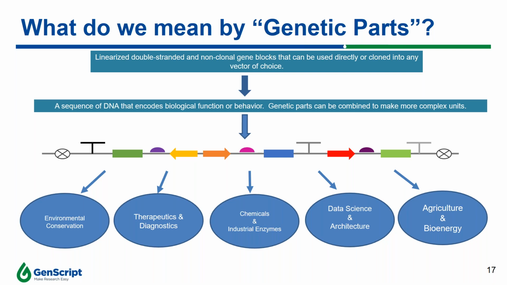Now, based on biological data and engineering principles, these genetic parts can be combined to make a complex unit or design, as well as to build novel biological pathways for different applications, such as making small molecules with a therapeutic function, or in the food industry, where it can be used to increase food production.